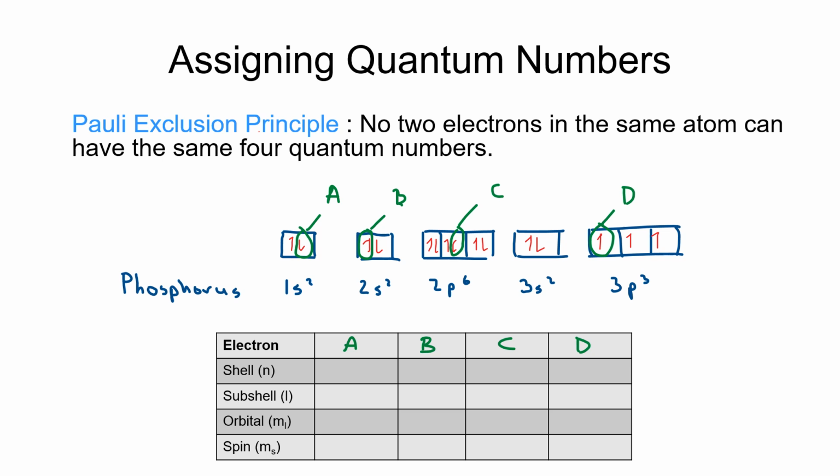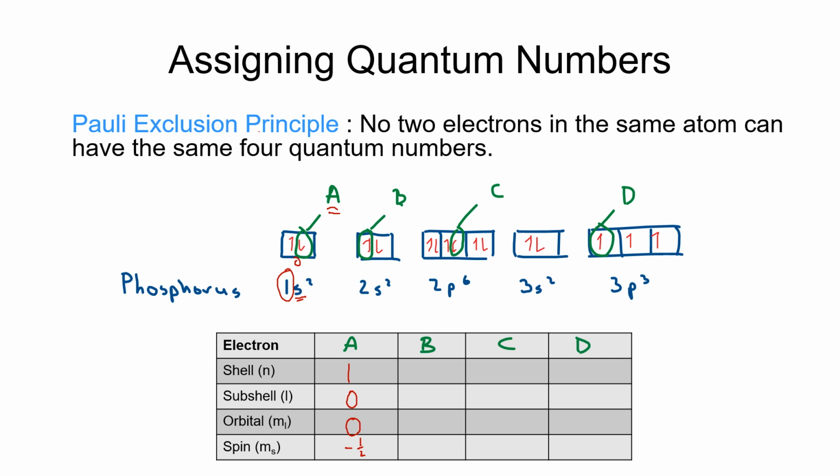Electron A is in the first shell, so n equals 1. First subshell, so l equals 0. I like to label them right on the orbital box if that helps. You can do that too. So orbital number 0 as well. And we will, by convention, just say that the downward spin is a -0.5 for this electron.